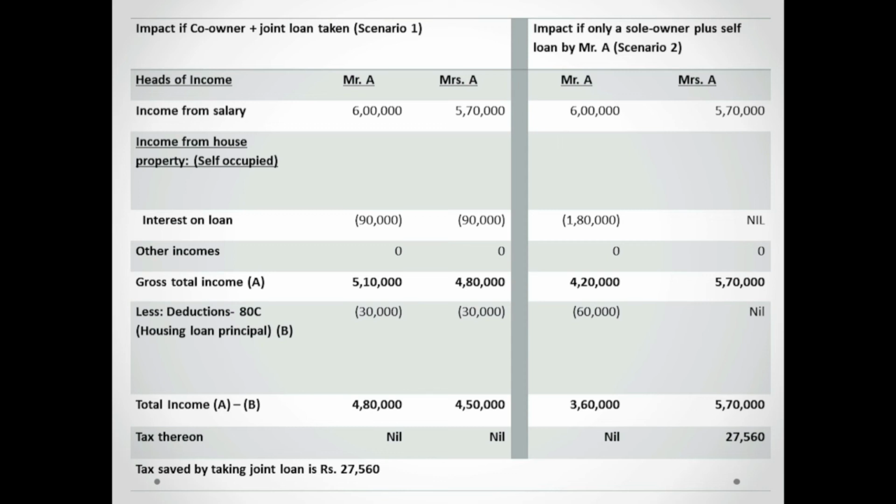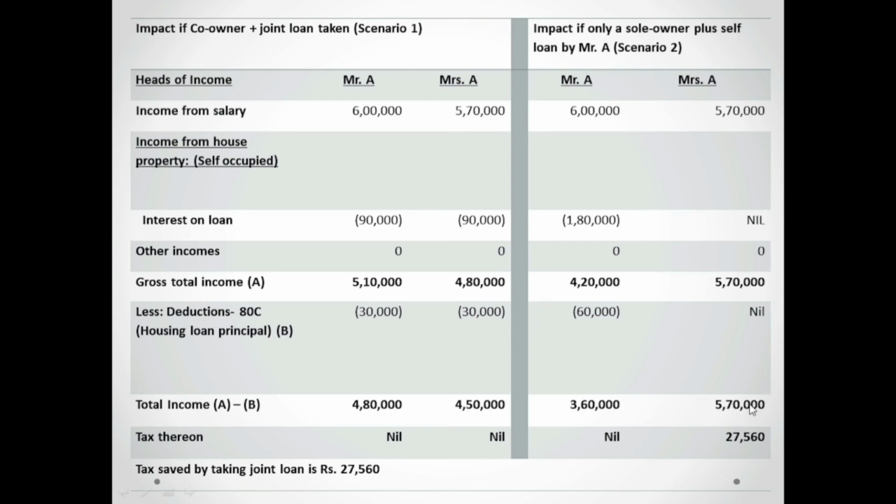Then come to the second scenario, 6 lakh, 5,70,000. All the interest is paid by Mr. A. So 1,80,000 only he will get. Other income is 0 and gross total income will be 4,20,000. But hers is 5,70,000 and 60,000 again. So here in this example, what you have to remember is Mr. A is the sole owner, right? Since he has paid the whole of the interest and the whole of the principal, everything is allowable only to him. So 60,000 is allowable only to him, and the total income comes up to 3,60,000. So tax thereon will be nil.